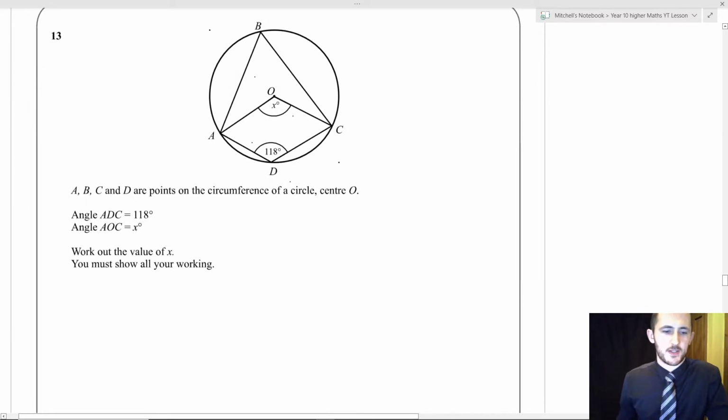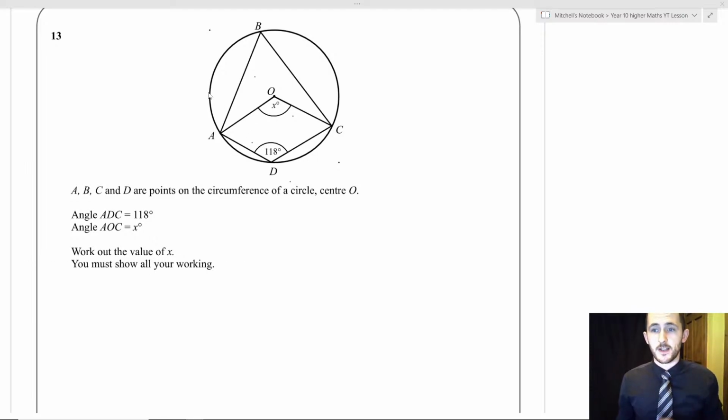Let's read the question first, actually. I'm not going to jump ahead. Like, I get a bit excited sometimes. A, B, C, D are points on the circumference of a circle centre O. ADC is 118 degrees. AOC is x degrees. Find the value of x.